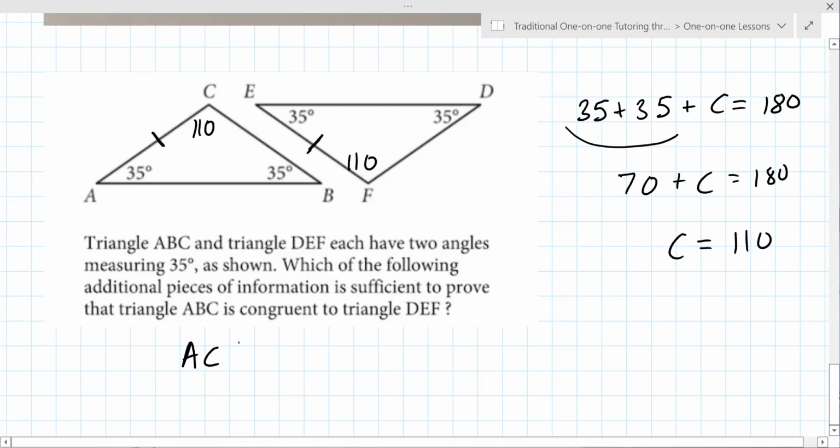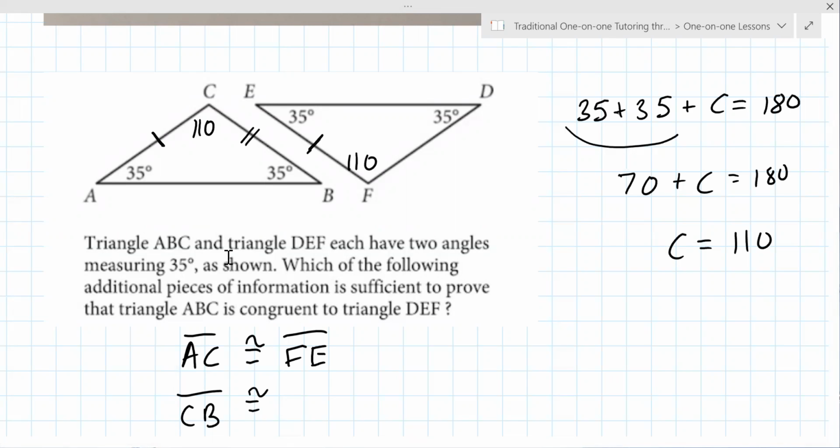So AC is congruent to FE. What is CB congruent to now? It's congruent to EF. Nope. We already have EF. AC is congruent to FE. We're looking at CB.